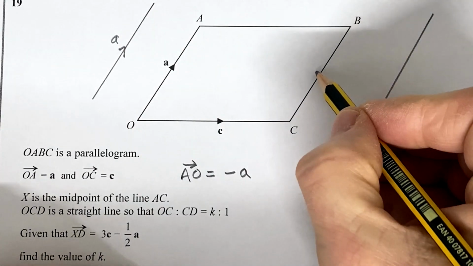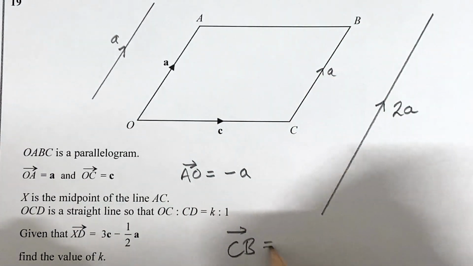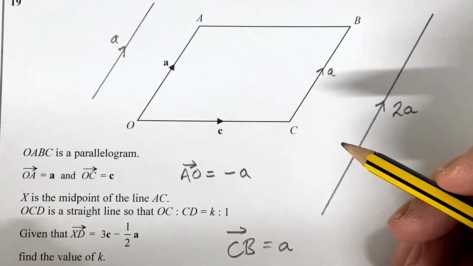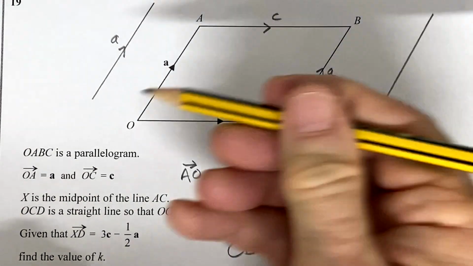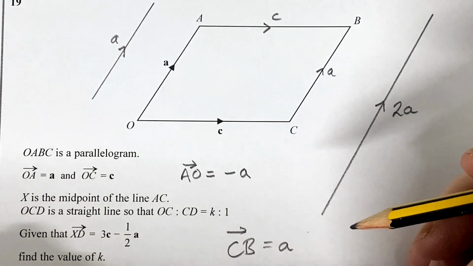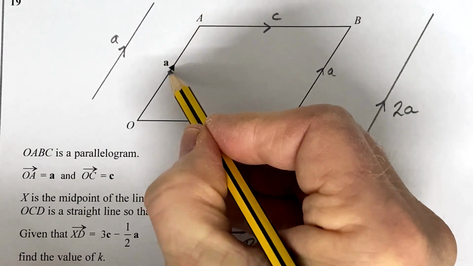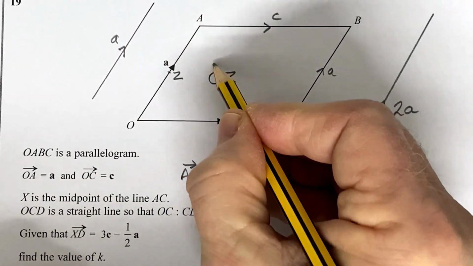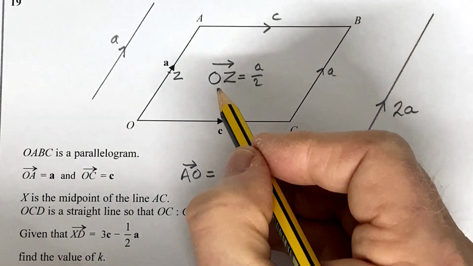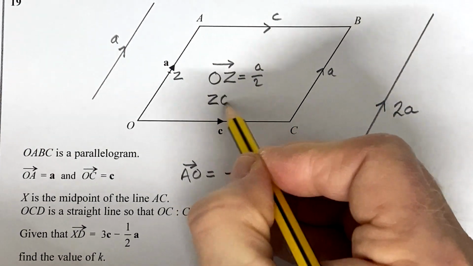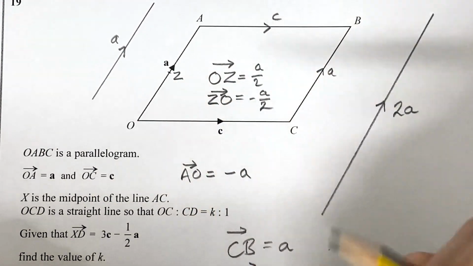Now that means, of course, that this one is also A. So CB is A because it's parallel to that one and it has the same length. And AB is also C. But remember, if you go the other way, we make it negative. Now, what if we went halfway up OA? Let's have a point that we'll call Z. OZ would be worth A over 2. And incidentally, ZO would be negative A over 2.